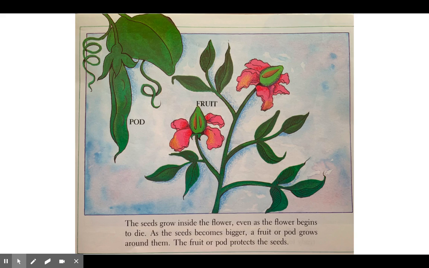The seeds grow inside the flower even as the flower begins to die. As the seeds become bigger, a fruit or pod grows around them. The fruit or pod protects the seed. So look there, we can see that's a fruit growing. Here's a pod. This pod looks like something that maybe we eat. And inside of it are peas, and that's a food that we eat. But the pod, the shell on the outside, is actually protecting the peas because the peas are the seeds.